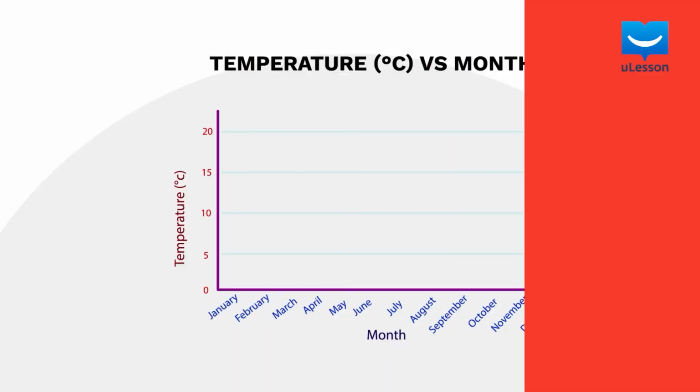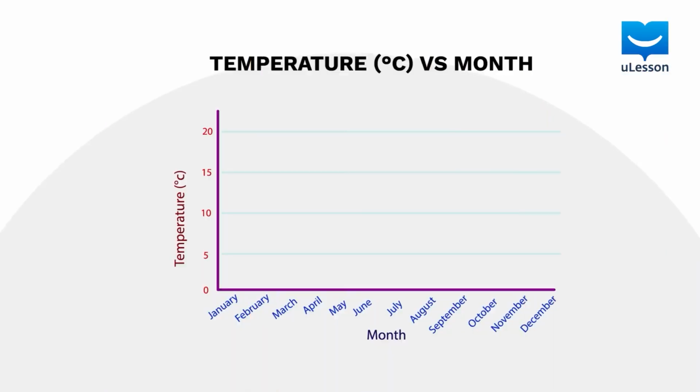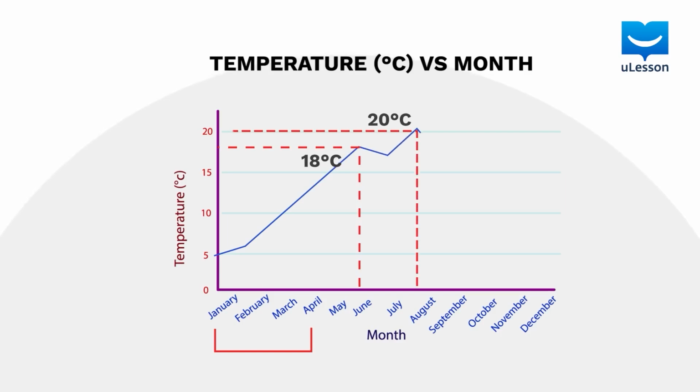For example, if you're analyzing a line graph depicting temperature changes over time, you could say the temperature gradually increases from January to April, peaking in June at 18 degrees Celsius. However, there is a sudden spike in August, reaching 20 degrees Celsius, followed by a rapid decline in October to 10 degrees Celsius. The temperature continues to decrease in November and December.